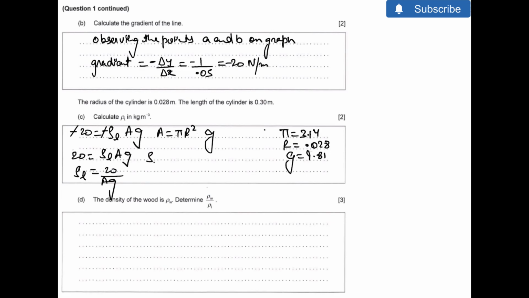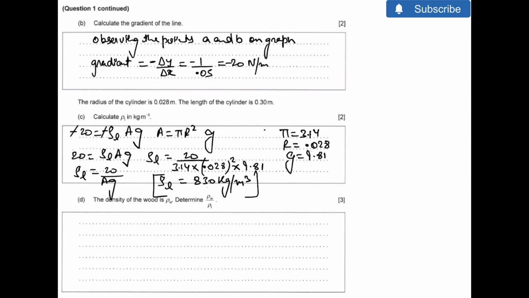So the value of rho L will be 20 upon pi, which is 3.14, r square is 0.028 whole square, and g is 9.81. So the value of rho L will be equal to approximately 830 kg per meter cube. This is rounded off to the nearest integer. So this is the density of liquid. Now we move on to the next part D.